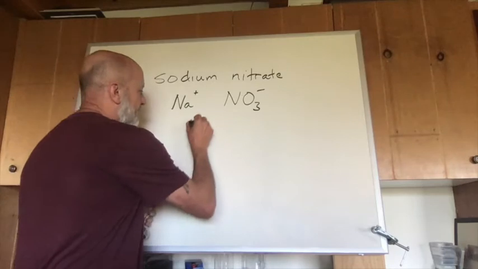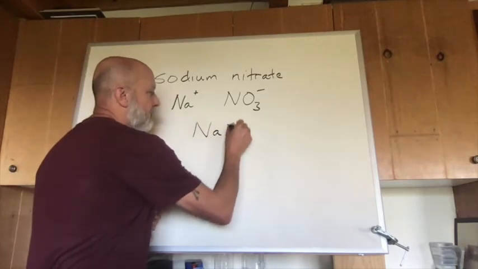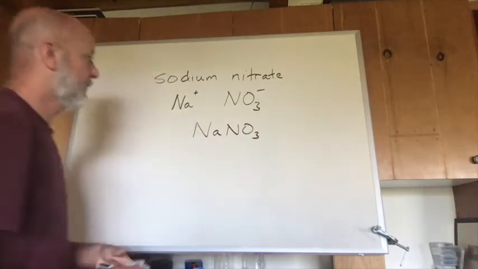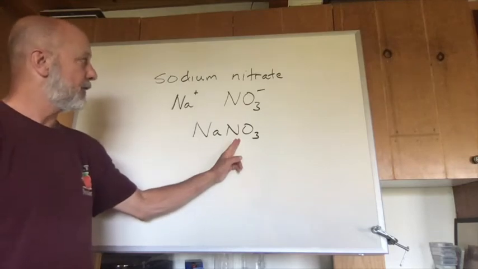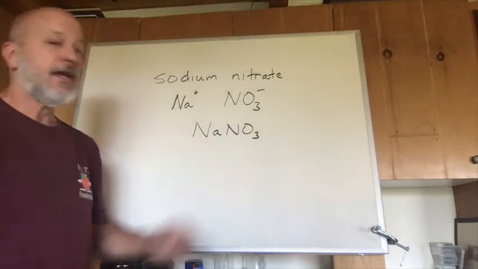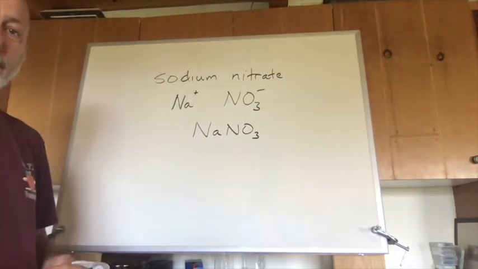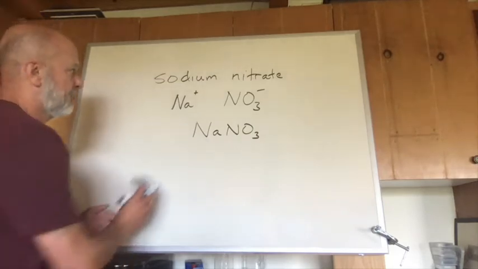Now, with this, the naming rules are really the same as our other ionic compounds. 1 sodium combines for every 1 nitrate. NaNO3 is the formula for sodium nitrate.